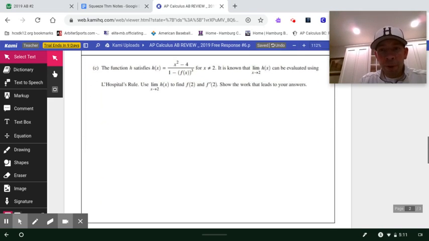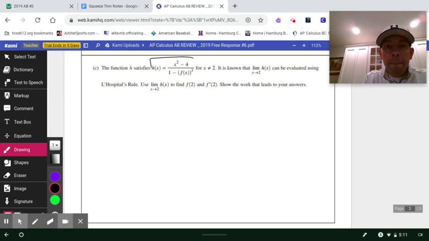You've probably heard of, I hope, and probably done a lot of work with L'Hopital's rule. This is going to put just a little different twist on anything that I've seen with L'Hopital's rule before. So they've introduced us to this new function, h, right here. Of course, that function is going to be undefined at x equals 2, they said. X cannot equal 2.